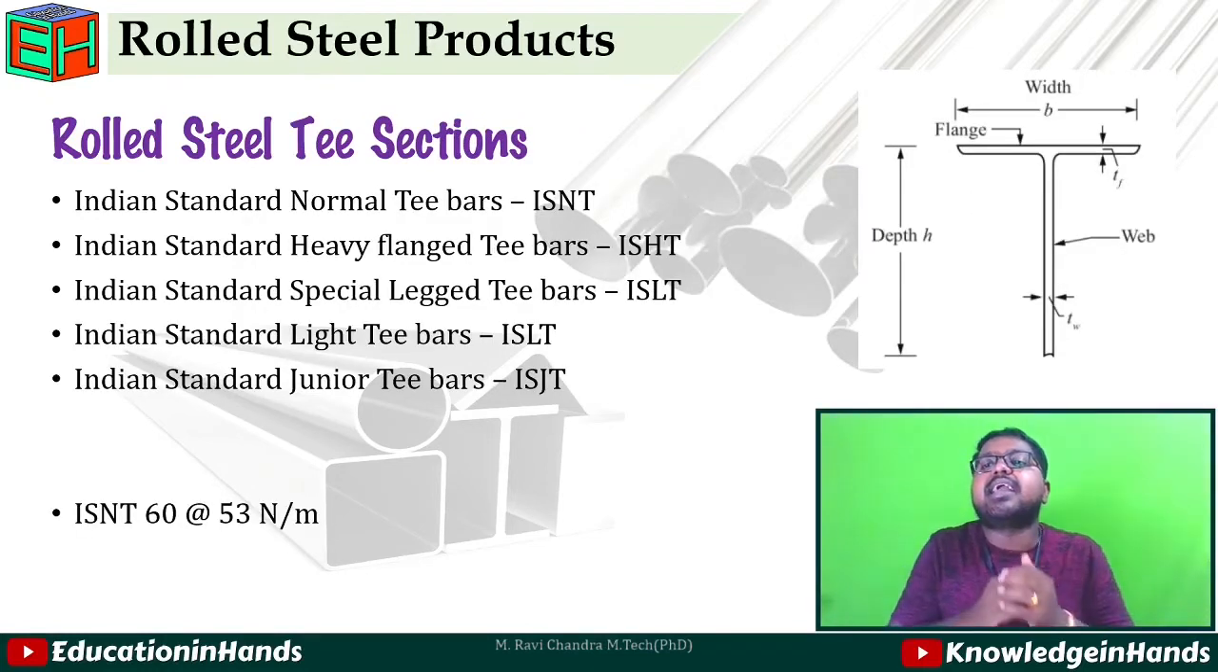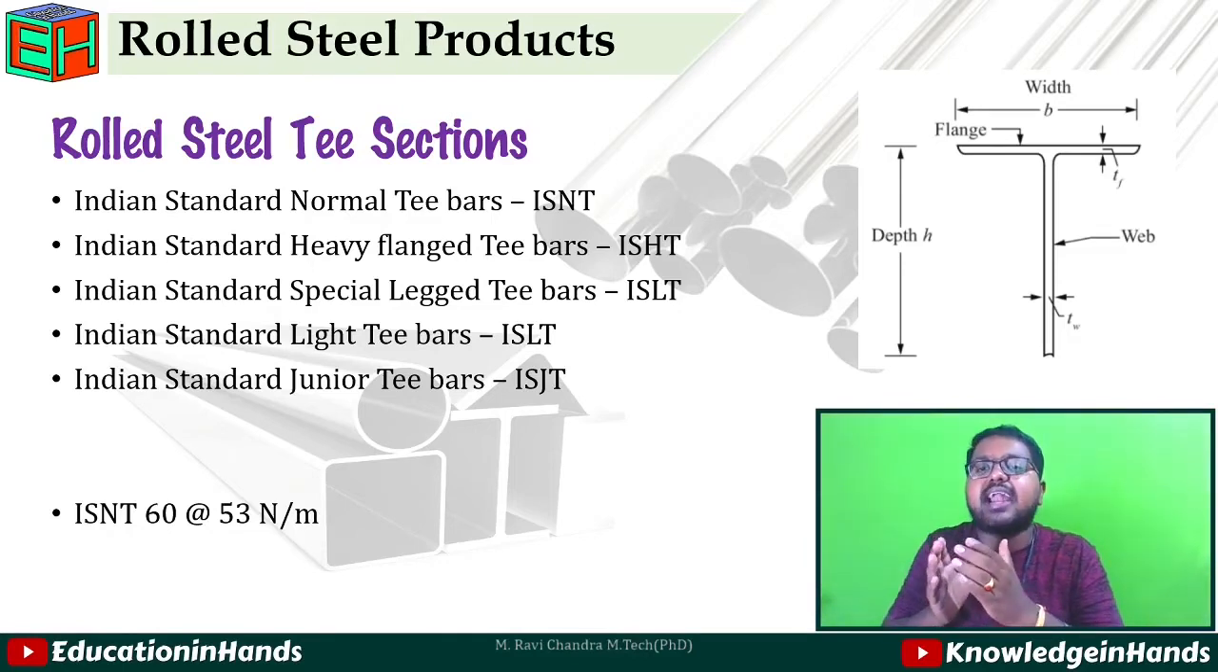Then the next one is rolled steel T sections. It is like a half I-beam. So here we are having Indian standard normal T-bar, Indian standard heavy flanged T-bar ISHT, special legged T-bar ISLT, light T-bar ISLT, and junior T-bar ISJT. So here also we are designating like this: ISNT 60 means IS Indian standard normal T-bar of 60 mm depth at the rate of 53 Newton per meter weight.